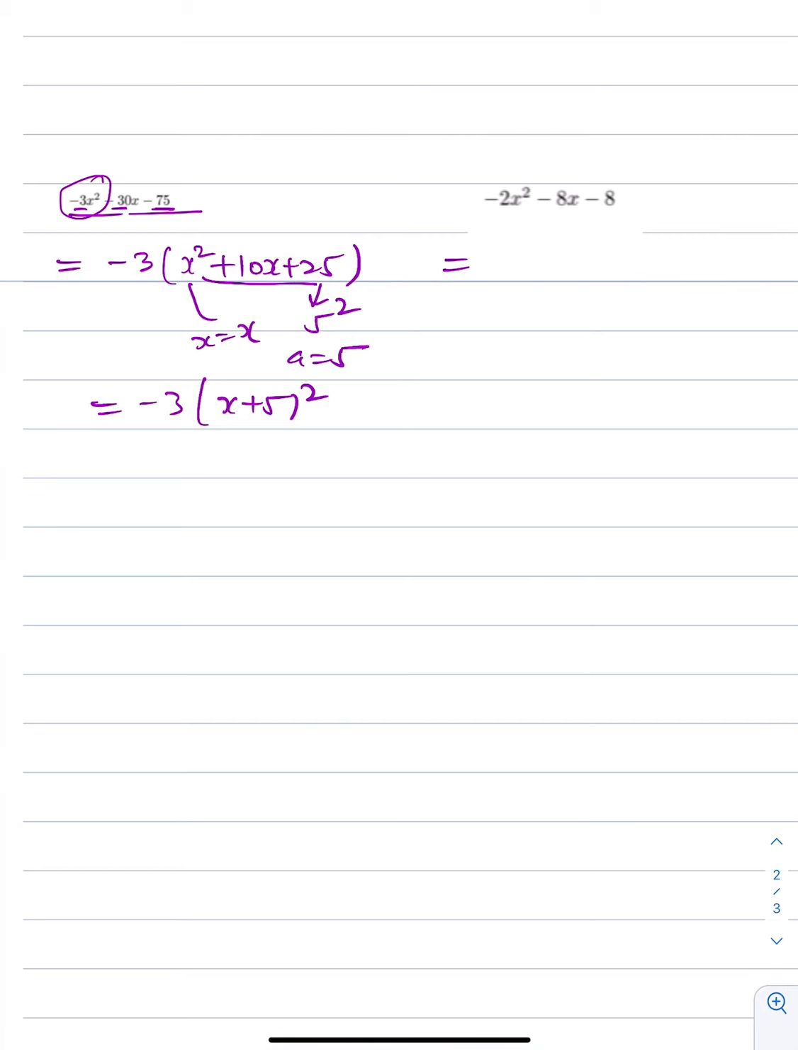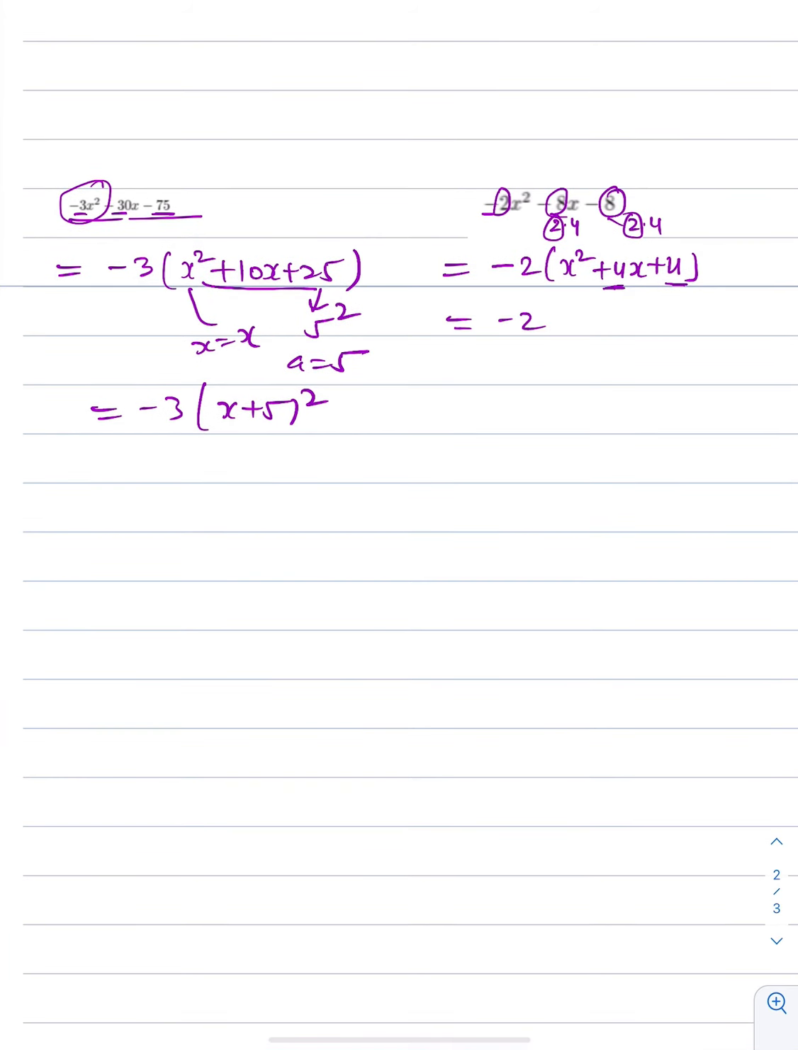In this one you have a negative, so you have to take the negative common, and then again 2, 8, and 8 are all divisible by 2, so negative 2 common, x squared plus 4x plus 4. If you are having difficulty seeing how I got 4 and 4, you can always write this as 2 times 4, 2 times 4, and then you can see that 2 is common throughout. Now again here, 4 is 2 squared and all the terms are positive, which means a is 2, x is x, so this is (x plus 2) whole squared.